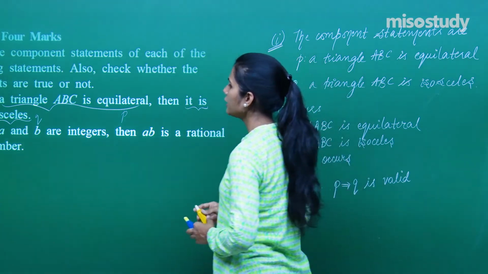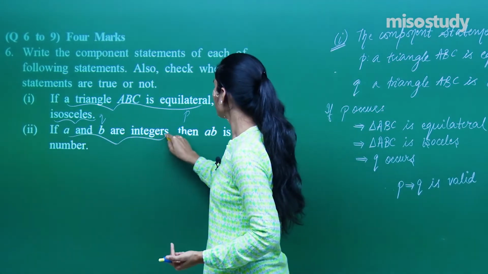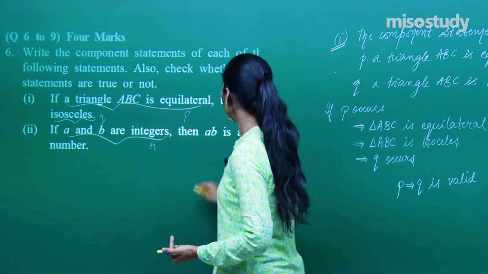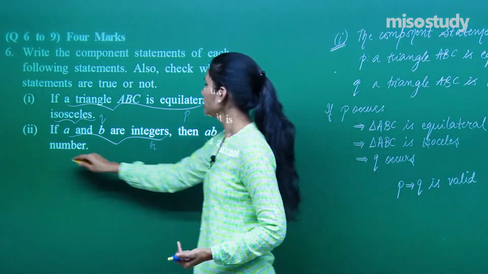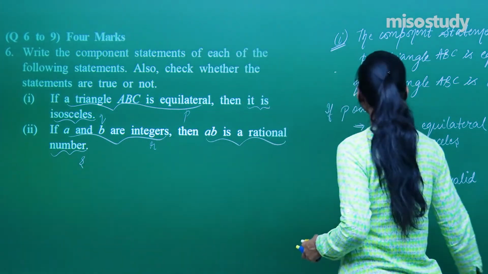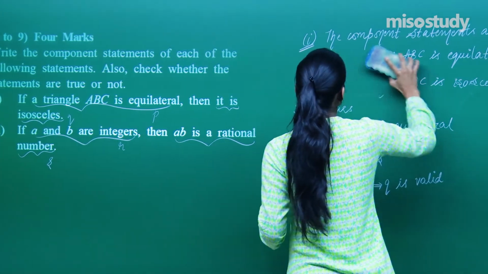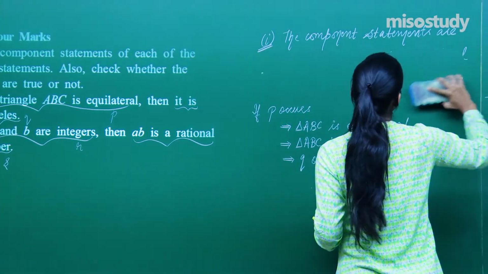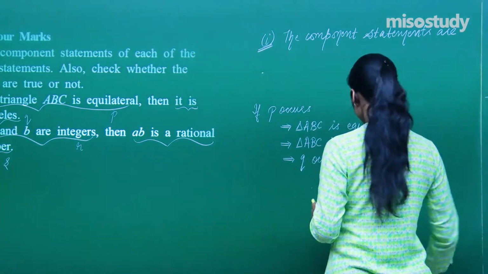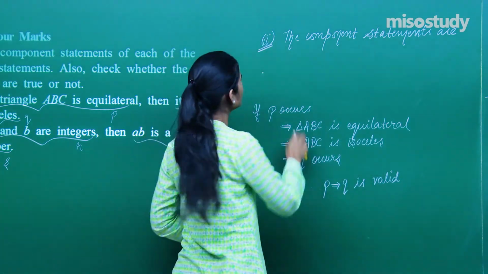Similarly, here I am saying if A and B are integers, then AB is a rational number. Whatever is written after "if" is, say, statement R, and AB is a rational number, say this is statement S. So if R, then S. What are the component statements? If R, then S. R and S are the component statements for the second particular compound statement.